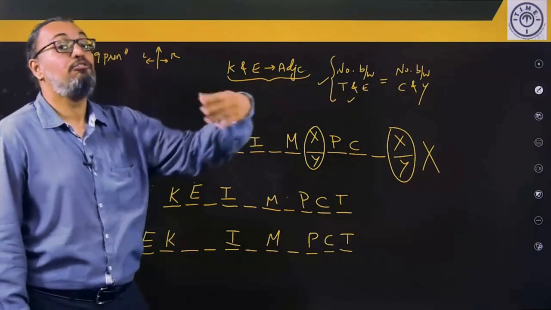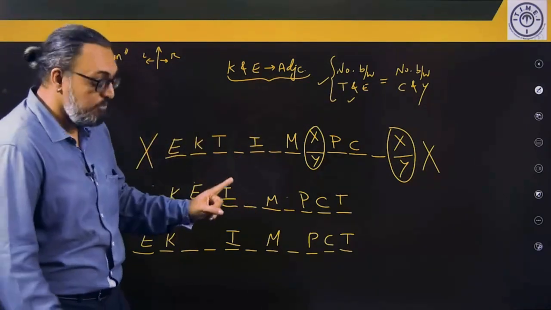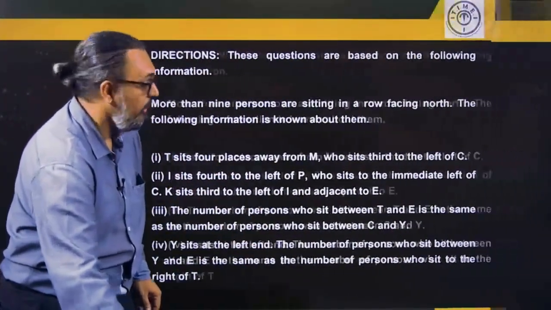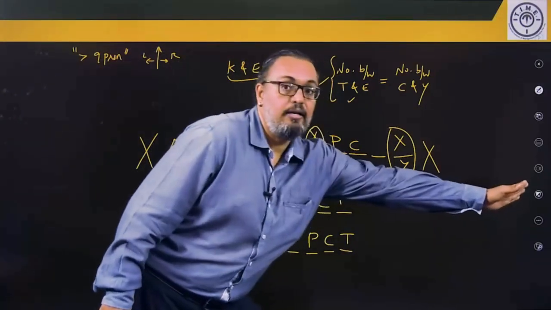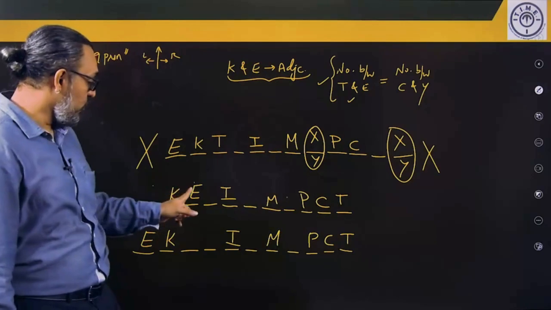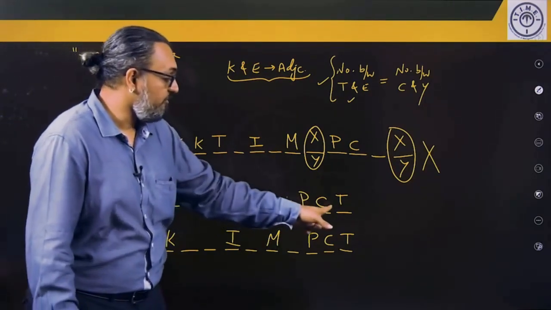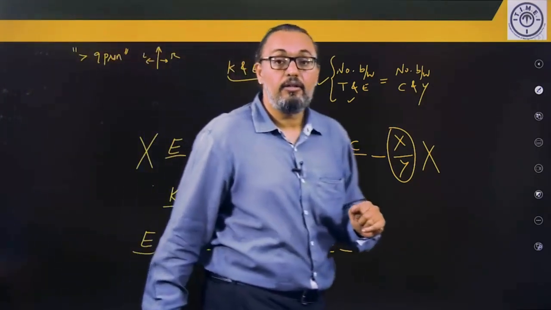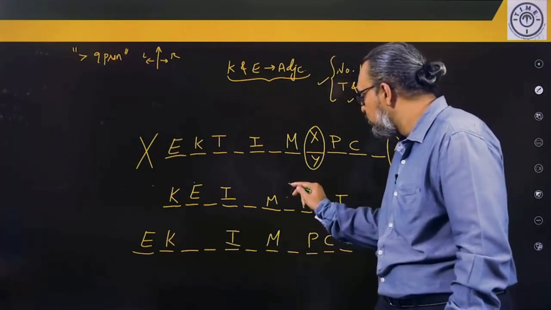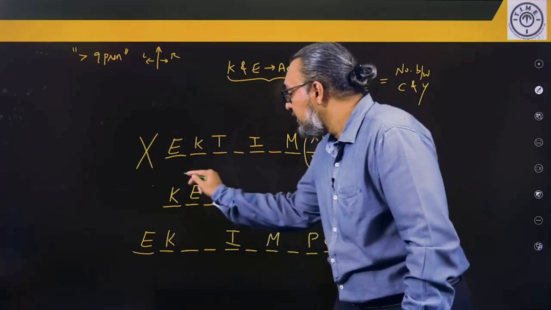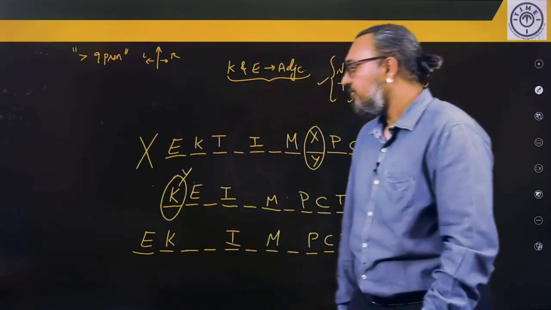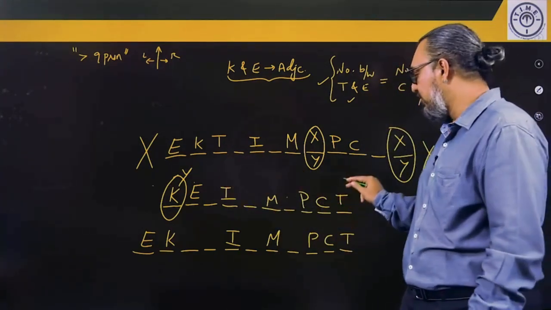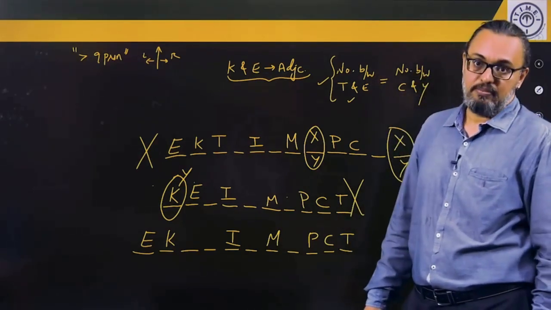That means between C and Y also you need 7 people. But at the same time, we also need to satisfy Y sits at the left end, correct? That also should be understood. So here I cannot take Y on that side. So I have to take Y on this side. So now because there are 7 people between T and E, I need 7 people between C and Y. So I will take on the left side of C only. Now if I look at left side of C, we have 1, 2, 3, 4, 5, 6, 7. That means you need to put Y here only, in place of K. If you put Y, then only between T and E is same as between C and Y. That will tell you this is not a valid arrangement, correct?